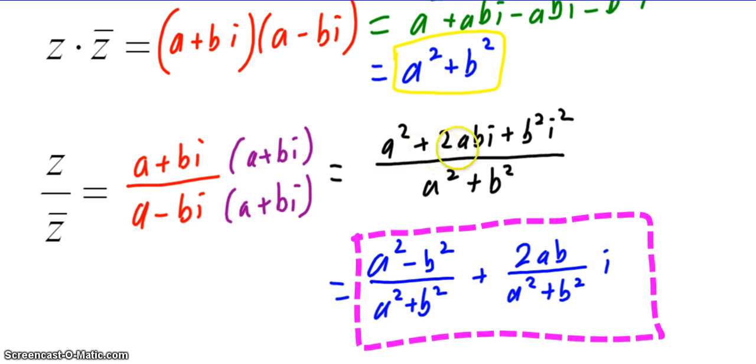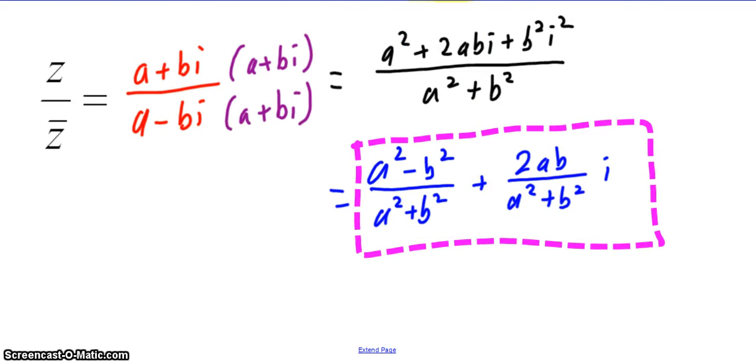The numerator becomes a squared plus 2abi plus b squared i squared. i squared is negative 1, over a squared plus b squared, which we already knew from the previous part. So then if we rewrite this in standard form, we end up with (a squared minus b squared) over (a squared plus b squared) plus (2ab) over (a squared plus b squared) i. So it's not overly complicated, at least the algebra is not, but the answer doesn't look very nice.